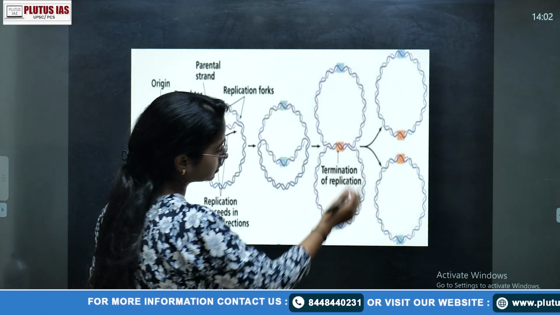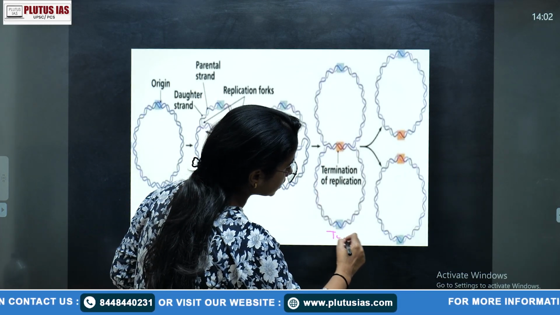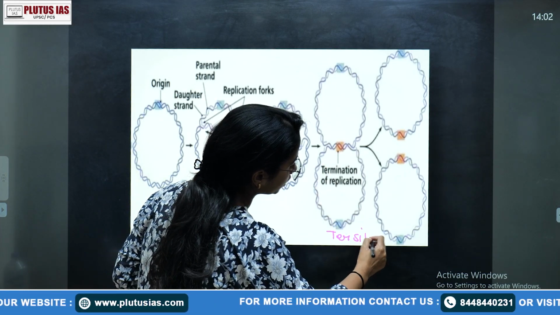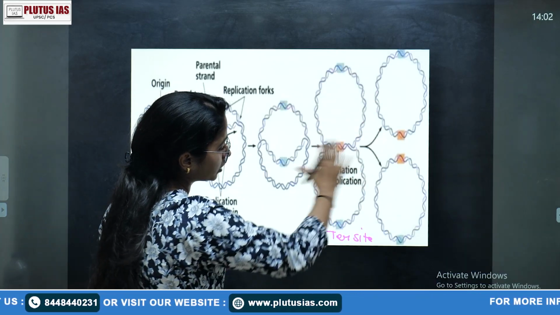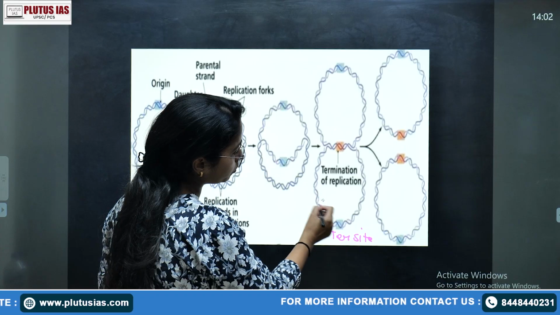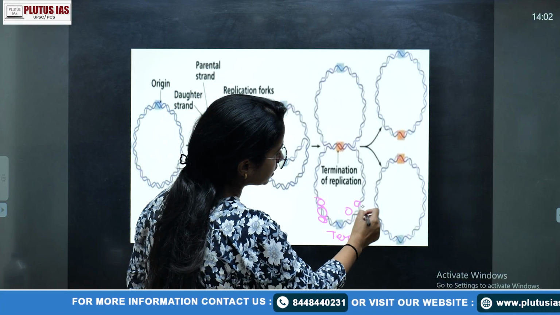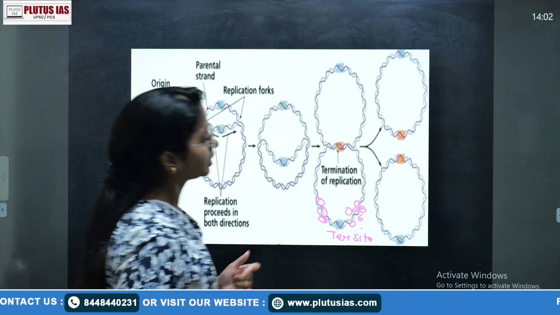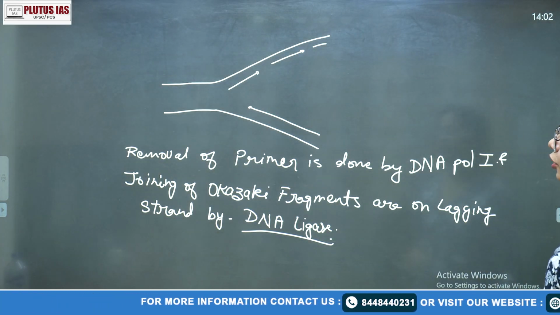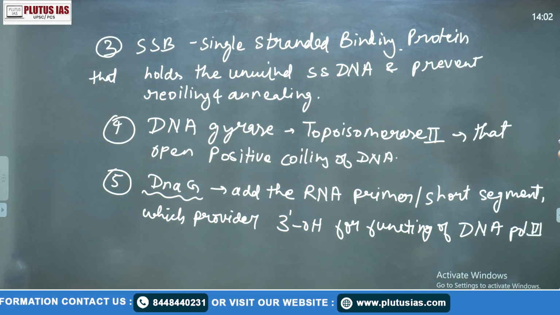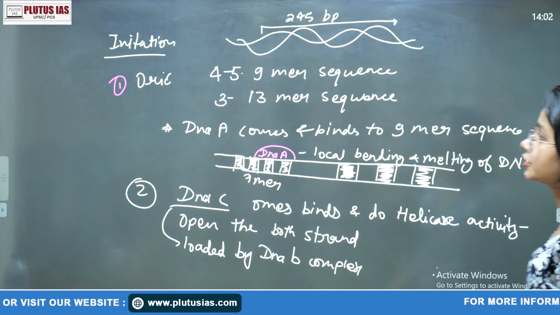What is the TER site? TER is the site just opposite to the ORI site. As the termination process starts, the completion of the daughter DNA occurs. Here there is accumulation of TUS protein. This is the recognition that the DNA replication process has been done. So this is the whole DNA replication in prokaryotes.